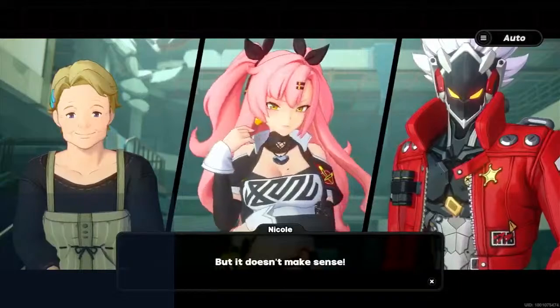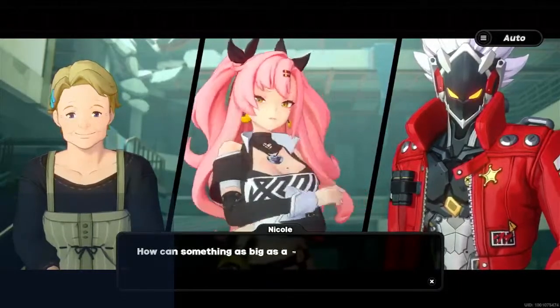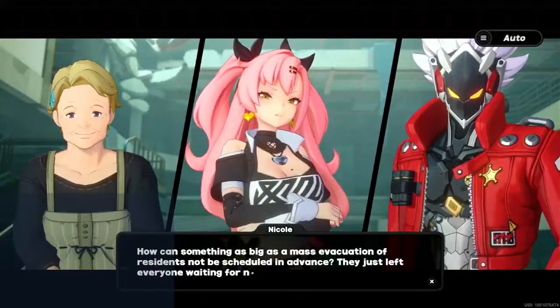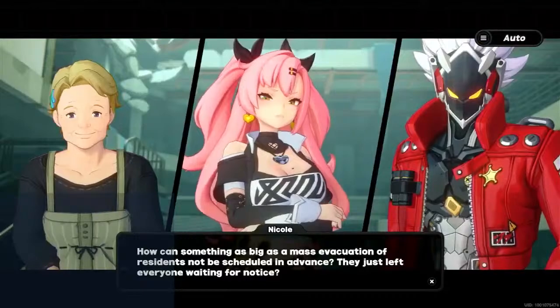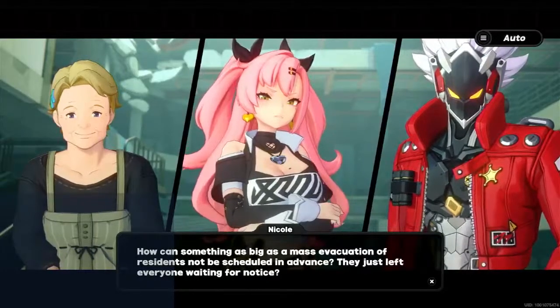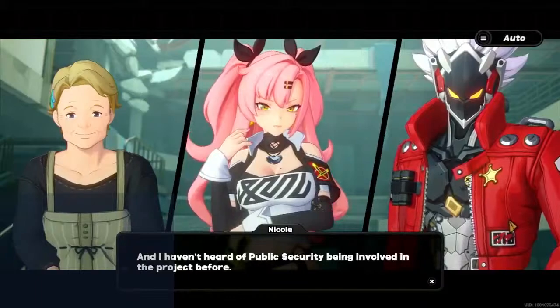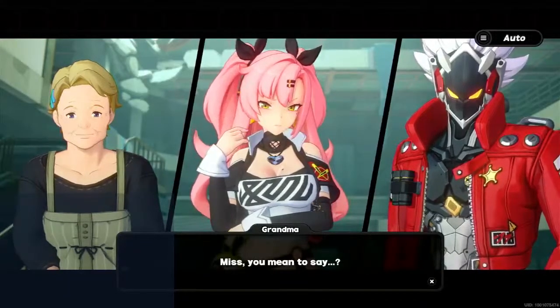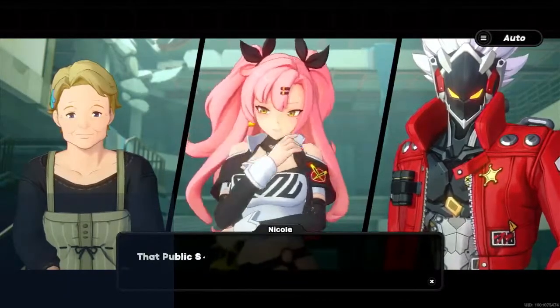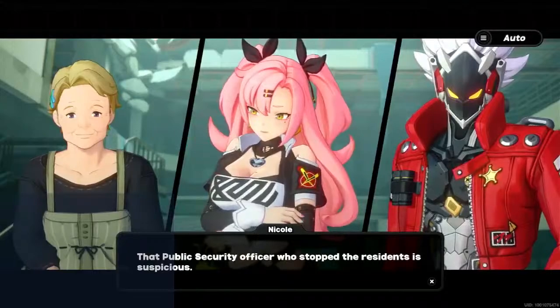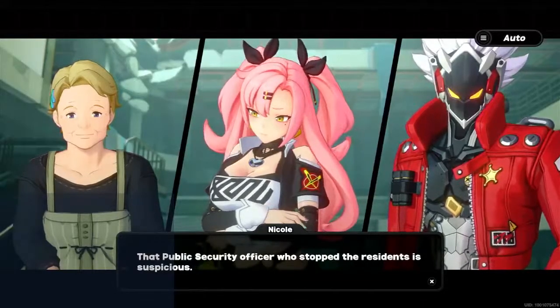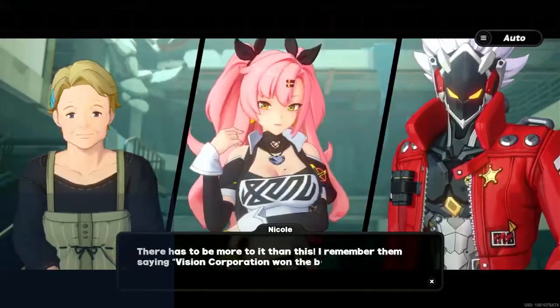But it doesn't make sense. How can something as big as a mass evacuation of residents not be scheduled in advance? They just left everyone waiting for notice. And I haven't heard of public security being involved in the project before. Miss, you mean to say... That public security officer who stopped the residents is suspicious. There has to be more to it than this.